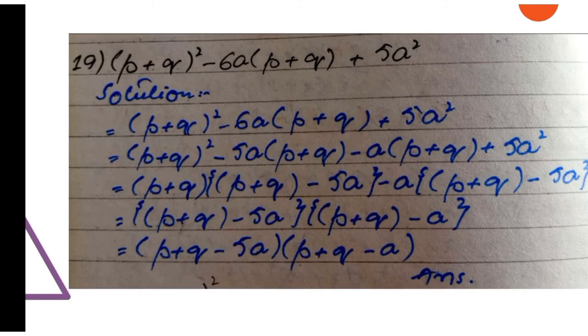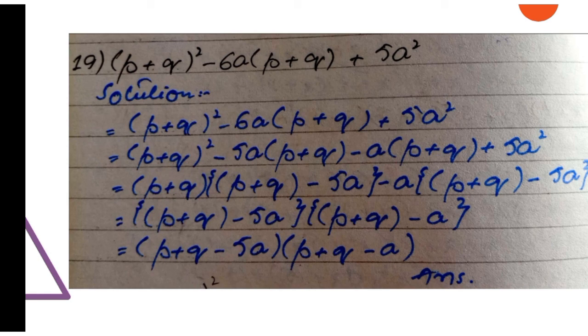Number 19 is (p plus q) whole square minus 6a into (p plus q) plus 5a square. Again you have to do the same process. You need to break the middle term in this question as well. So we have the factors minus 5 and minus 1 here. The product of these two factors is 5, and the product of the coefficient of x square and our constant term 5 is also 5. So we are going well.